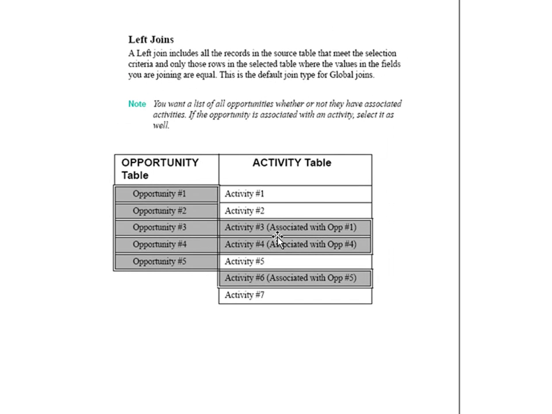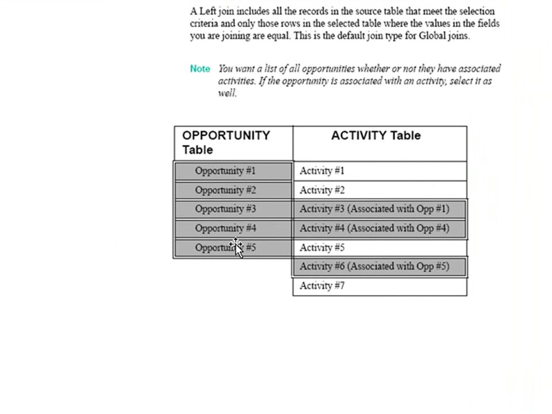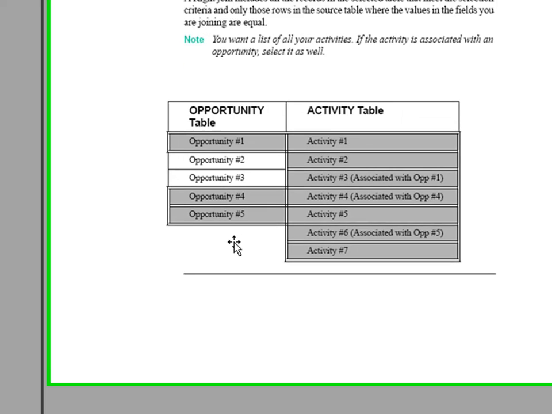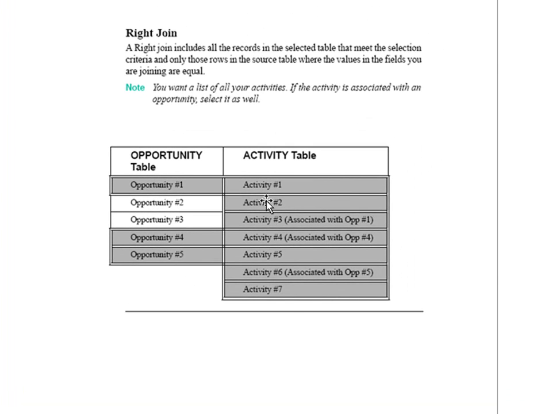In the left type of join, everything in the opportunity table would show, that's the left table, and only the things in the activity table that are associated with an opportunity. So everything in the left table, only the things in the right table that are associated. And lastly, we have our right join, where everything in the right table would show, but only the things in the left table that are associated with something in the right table.